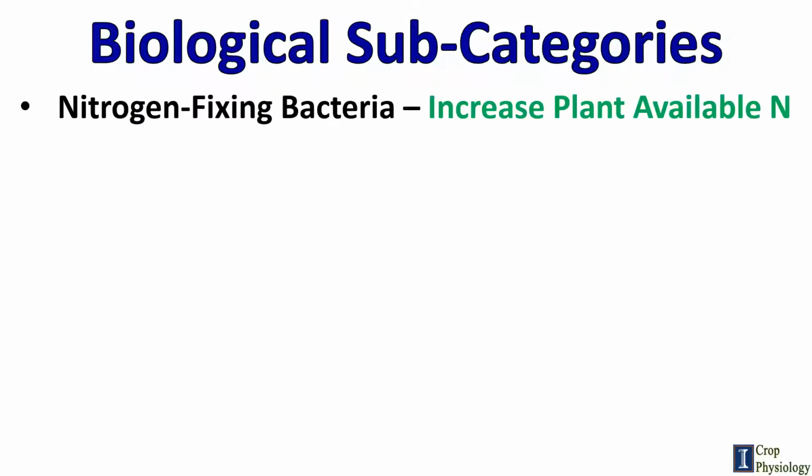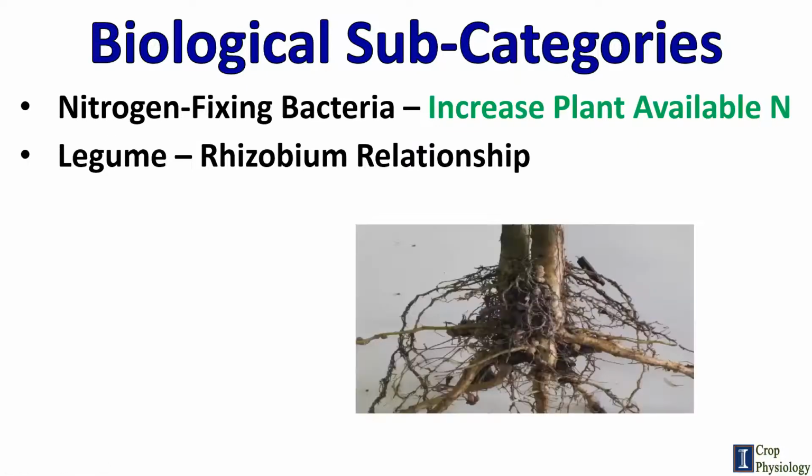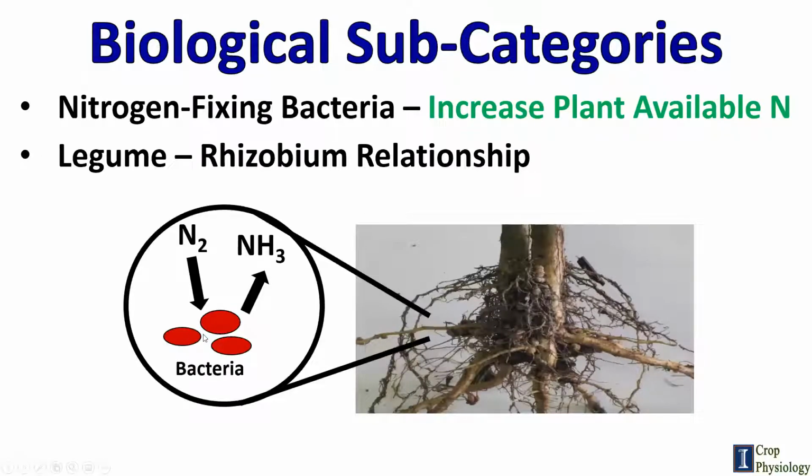And so starting with the subcategories, the nitrogen fixing bacteria. What these do is they increase plant available nitrogen. And these bacteria are really cool. And I'm going to use soybean as an example because this is where it kind of all started, right? We know that our legumes and rhizobium bacteria have a relationship. So here's a soybean root with these nodules. And in those nodules are bacteria that take nitrogen out of the air and convert it into ammonia that the plant can then use, right? Unavailable to available, increased plant nitrogen. We've known about this, right?